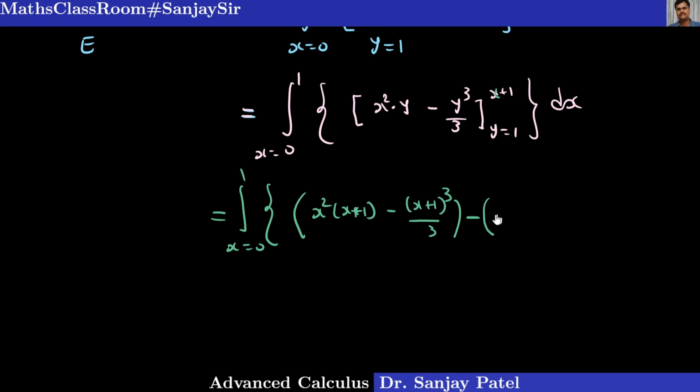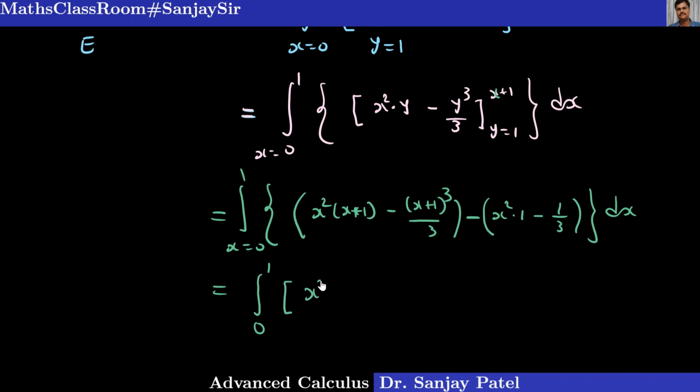y equal to 1. So x square into 1, minus 1 cube upon 3. And this result is to be integrated with respect to x. So now that we know the limit, only one variable is left. So I am not writing x, simply it is understood. It is the value of x only. And let us simplify this.